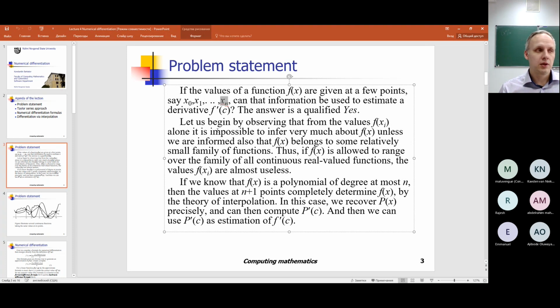Again, let me review all the steps. We have n plus 1 points. We can build an interpolating polynomial that passes through these points. We can find the derivative of this interpolating polynomial, and we can use the derivative of the polynomial as an estimation of the derivative of the function.